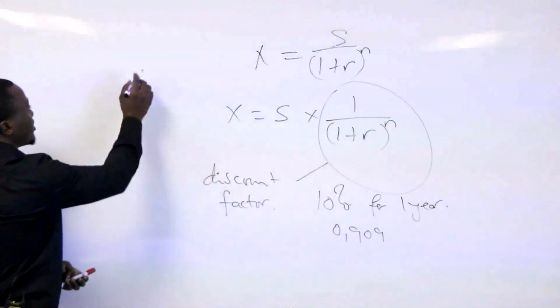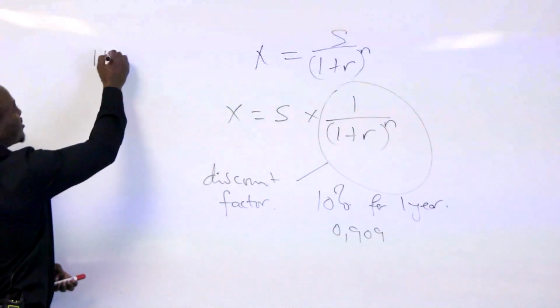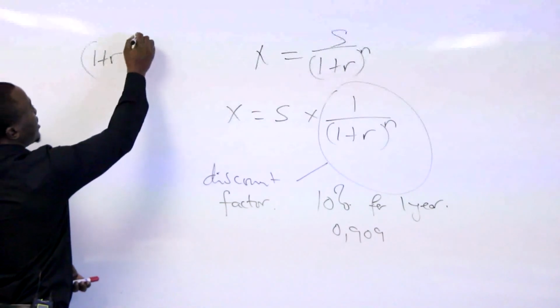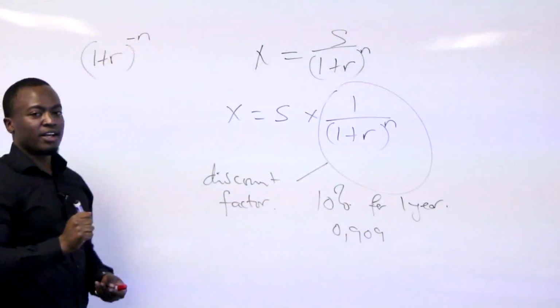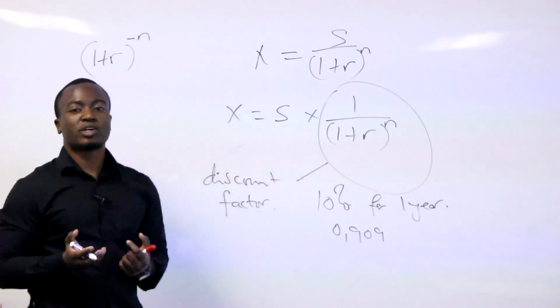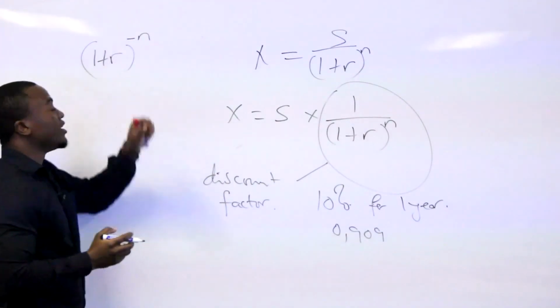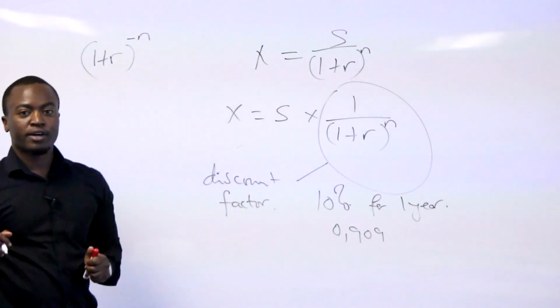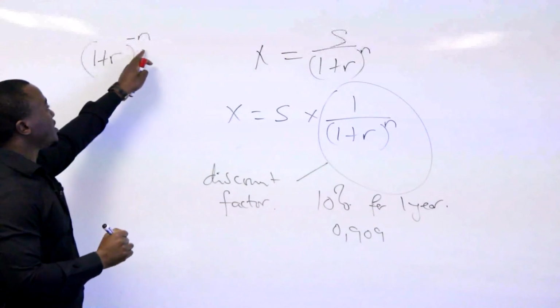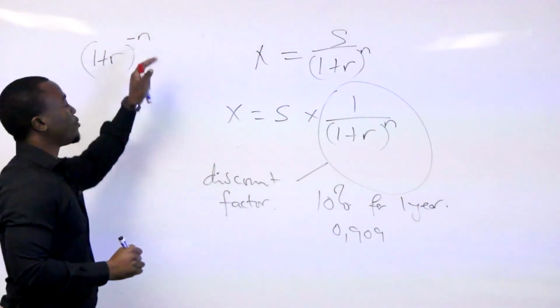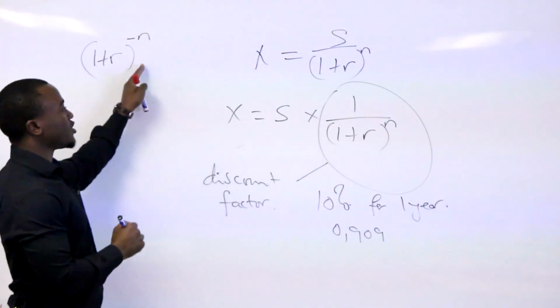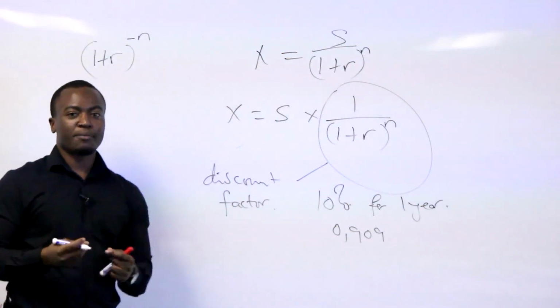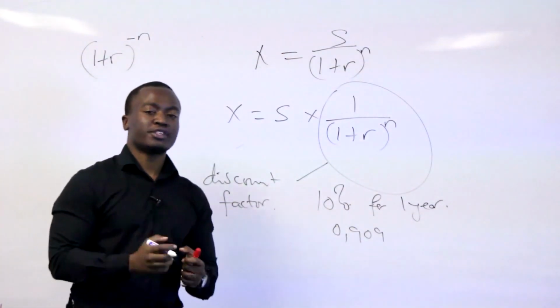Now you may find this formula, 1 over (1 plus r) to the power of n, written in another way, as (1 plus r) in brackets to the power of minus n. Don't let that freak you out. This is just mathematical notation. The little minus simply tells you it's 1 over. So if you see it written this way, it's the very, very same thing.